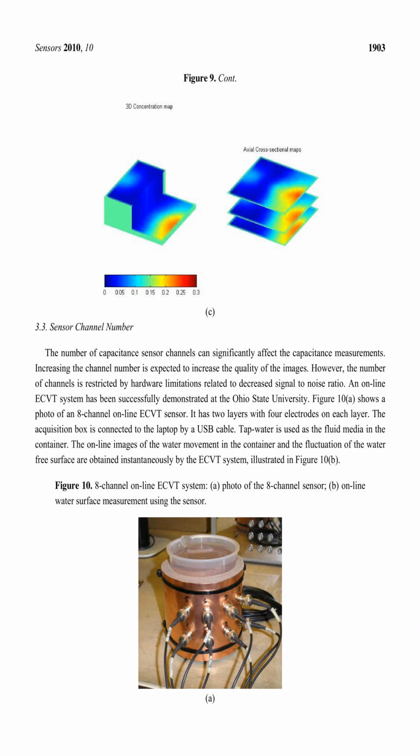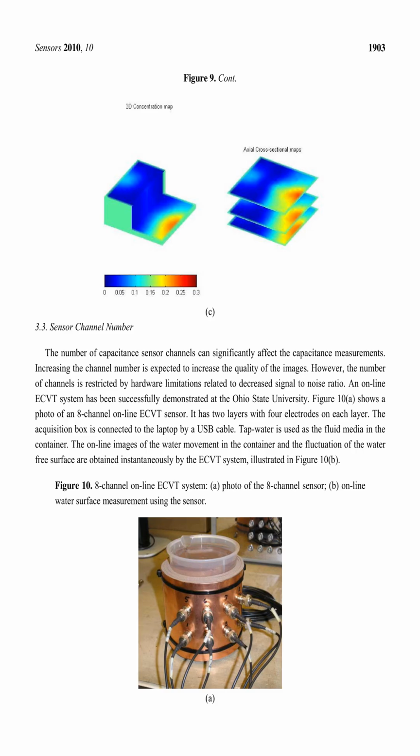Figure 9 content. C. 3. Sensor channel number. The number of capacitance sensor channels can significantly affect the capacitance measurement. Increasing the channel number is expected to increase the quality of the images. However, the number of channels is restricted by hardware limitations related to decreased signal-to-noise ratio.